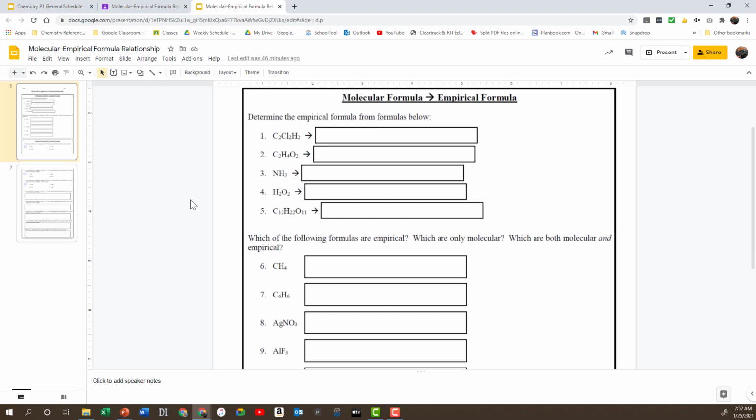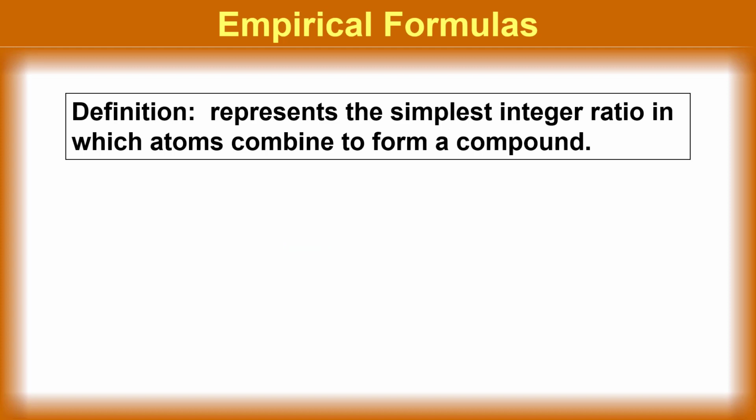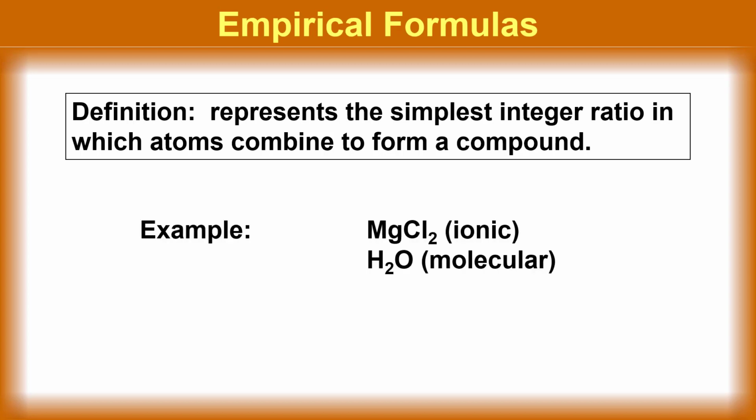Okay, so first of all, what is an empirical formula? And so let's take a look at what that means. It represents the simplest integer ratio in which atoms combine to form a compound. So let's take a look at some examples. These are empirical formulas. The first one is ionic and the second one is molecular. Ionic because it's a metal and a nonmetal. Second one is because it's two nonmetals.